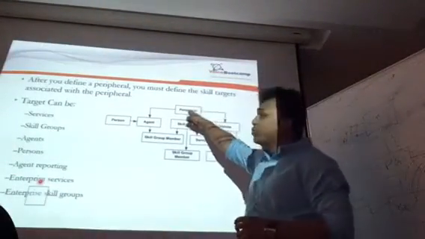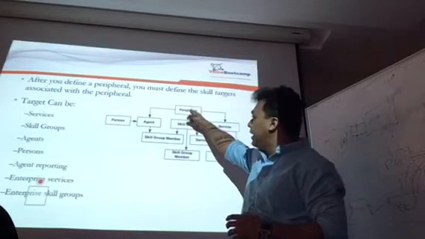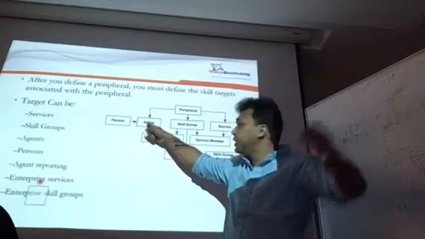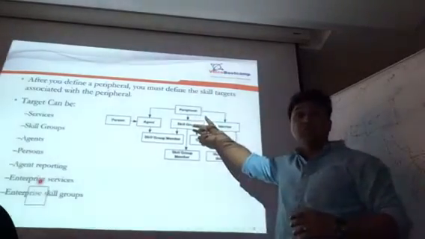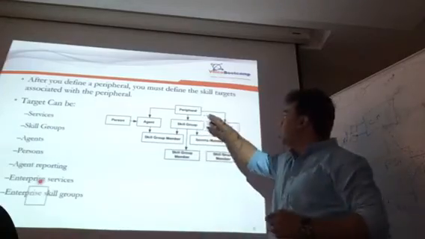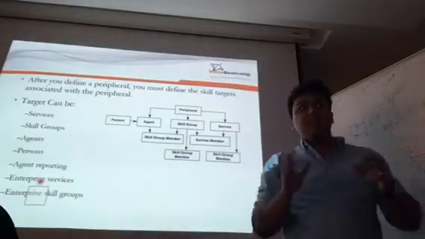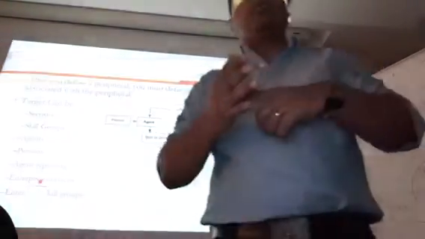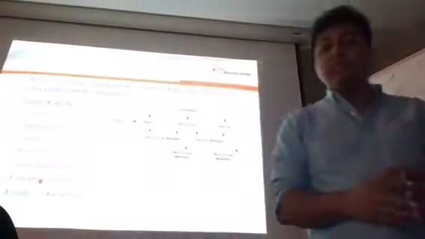Once the call comes into the peripheral, you can send a call to an agent, directed to an individual. You can send a call to a skills group, where a bunch of agents belong to that group, or you can send a call to a service. Think of a service like a department: accounting service, payroll service. You want to send a call to a particular department rather than directly to an individual.